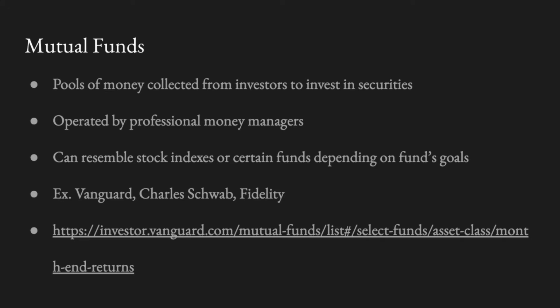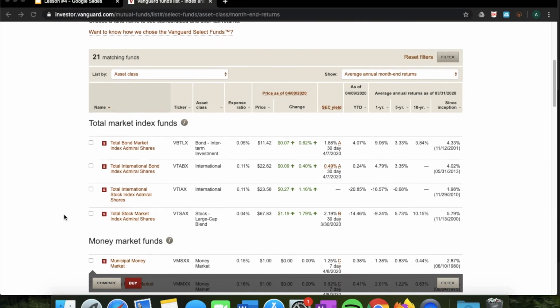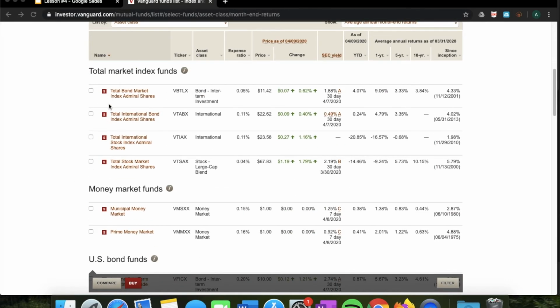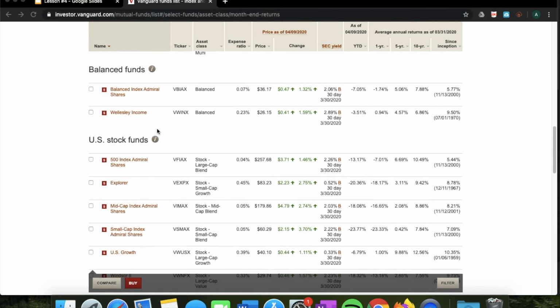So actually, let's click on the link and see a list of Vanguard's mutual funds. Here are their funds. They have mutual funds and ETFs. We'll discuss ETFs later. Here they have total market index funds. They have some US bond funds here, and we can see that some are tax exempt. Others are for inflation, intermediate term. Then we see some balanced funds.